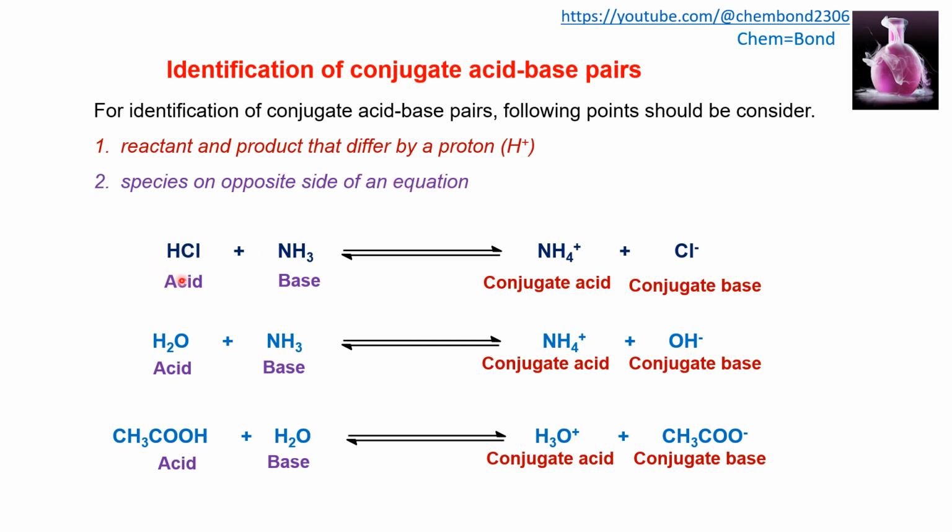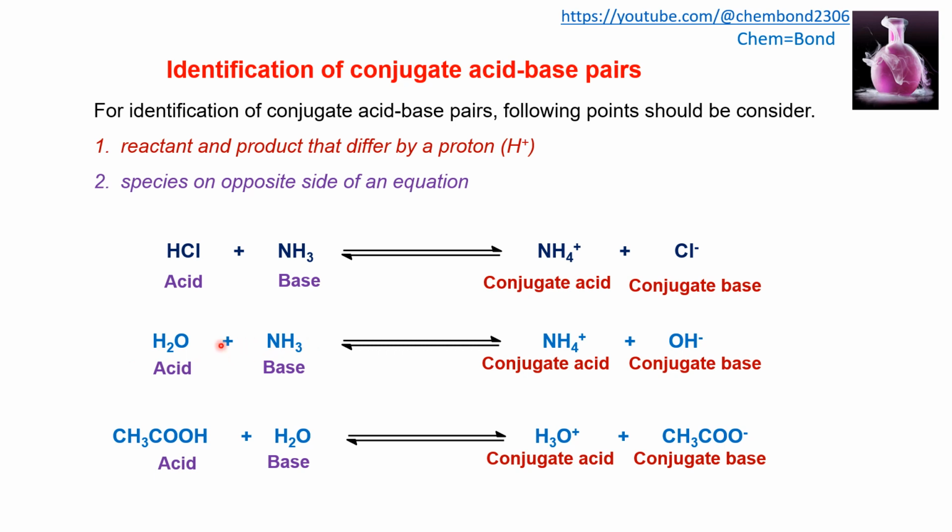So for HCl, the counterpart will be the chloride anion. Hydrochloric acid will have a proton, and the conjugate base, the chloride anion, doesn't have the hydrogen ion or proton. So there is a difference of a proton. So these both are a conjugate acid base pair. Similarly, ammonia and the ammonium ion both have a difference of 1 proton. So these are a conjugate acid base pair.